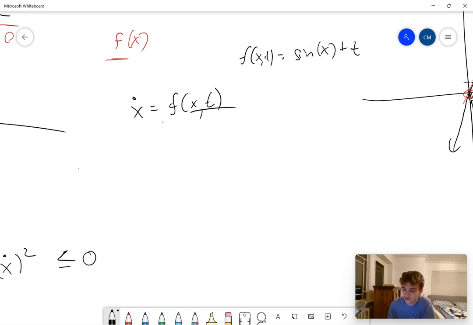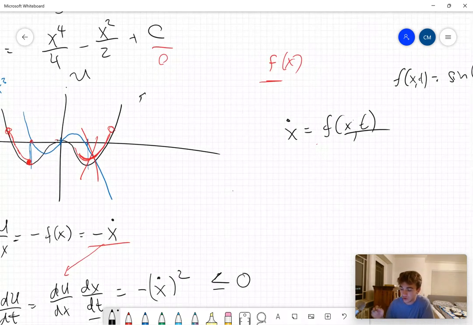In a lot of cases, you'll see double well potentials where you actually do have oscillations at the bottom of a well.